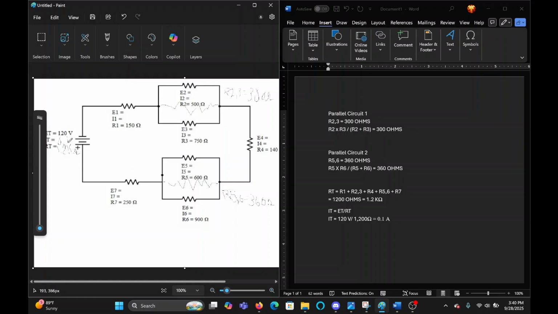So to get that, we're going to look at it as a series circuit for now, okay? So we know that throughout the circuit, we're going to have 0.1 amps if it's a series. So 0.1 amps is constant throughout the whole entire circuit.